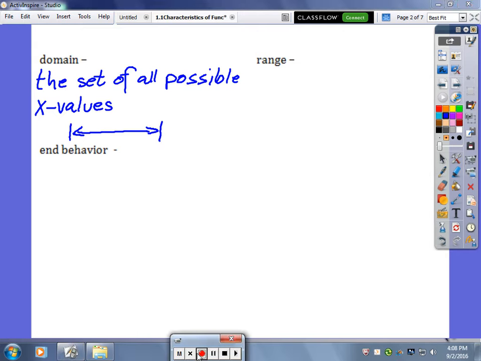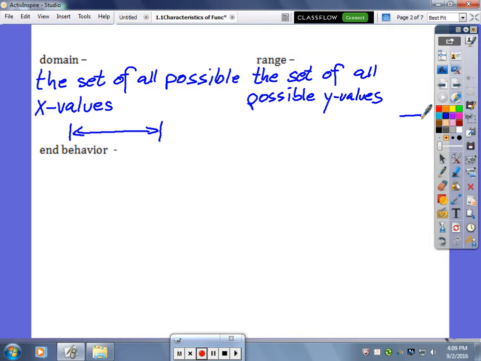The range of a function is the set of all possible y values. This means we are looking along our y-axis, our vertical axis, starting from the bottom, going all the way to the top, and looking for all the y values which are part of our graph.